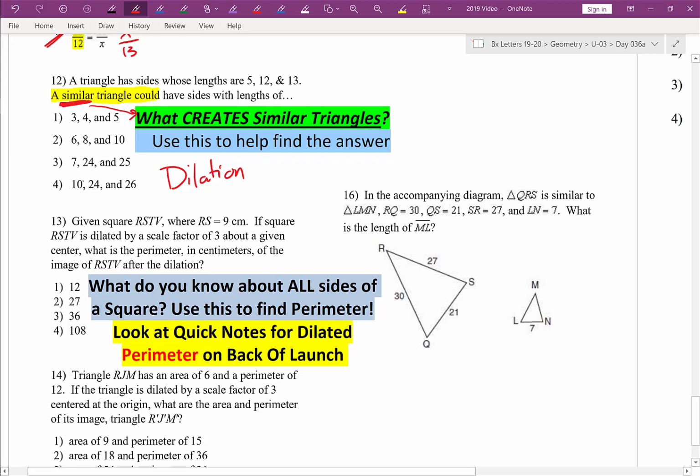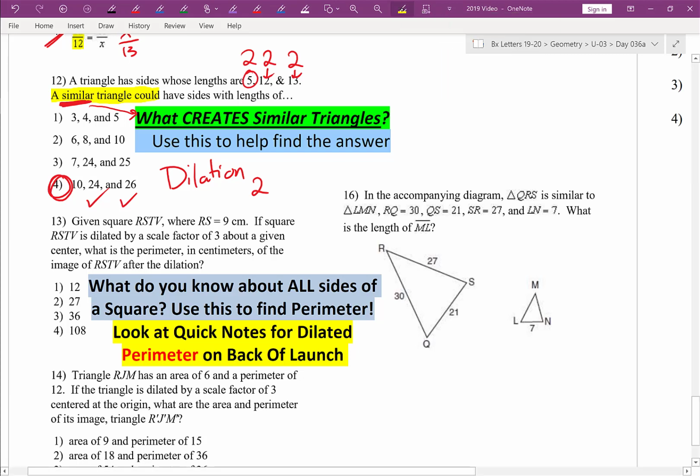I'm going to focus in on 4. Like, what could I multiply 5 by to get 10? Well, 2. So I would expect everything else to get double. This should be a dilation of a scale factor 2. So 2 times 12 is that 24, and 2 times 13 is that 26, and this is why answer choice 4 works.